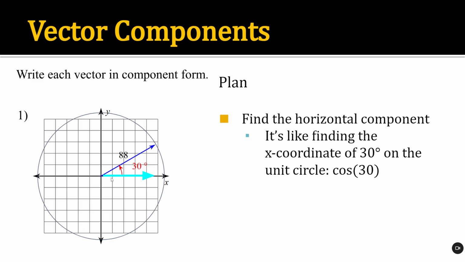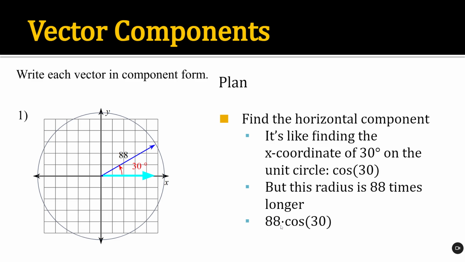And when we had a unit circle, to find the x-coordinate at the terminal point of the vector, we just found the cosine of the angle. So this is going to be just like finding the x-coordinate of 30 degrees on the unit circle, cosine of 30. The only difference is this isn't a unit circle, this is an 88 unit circle. This radius is 88 times longer. So what are we going to do? We're just going to do 88 times cosine of 30.